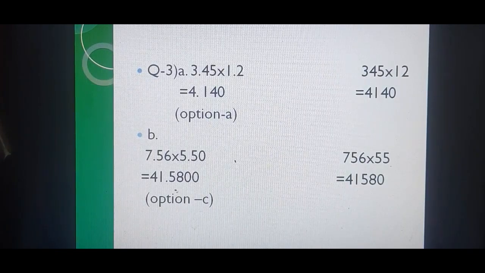If you have got correct answers, then very good. Otherwise, you will do correction work.